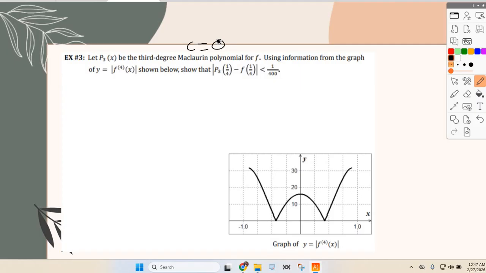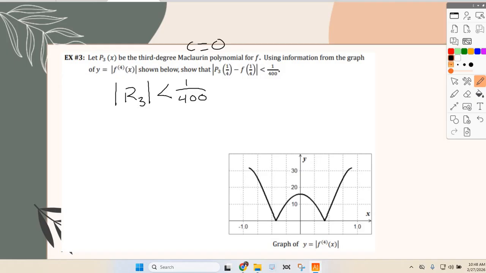The remainder, right? So what I'm looking at is that my remainder is less than 1/400. And this is actually a common way that the AP test will ask it. It will say, show that your remainder has to be less than something. So again, we're trying to get a fraction that we can confidently say is less than 1/400.